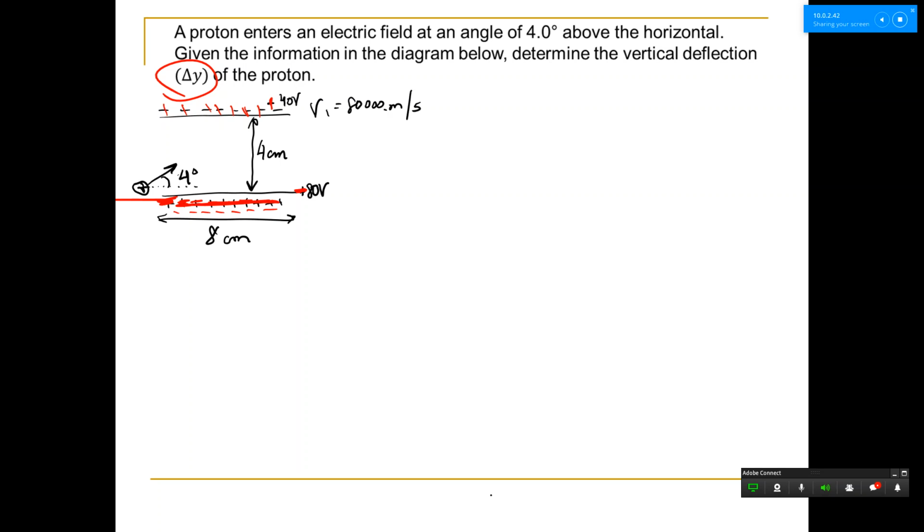The length of these parallel plates is 8 centimeters. It's separated by a 4 centimeter space. Okay. And I want you guys to tell me what is the motion of this object going to look like? Yeah, exactly. And then Newton said it was projectile motion. So it kind of looked like that.